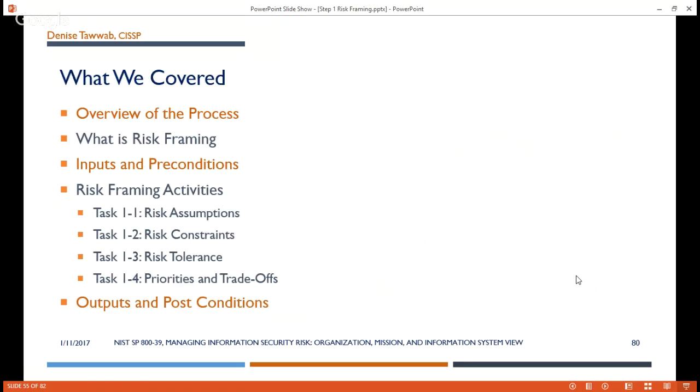What we covered, an overview of the process. What is risk framing? We talked about inputs, preconditions, risk framing activities, assumptions, constraints, tolerance, priorities, trade-offs, outputs, and postconditions. And that is step 1 of the risk management process, risk framing.